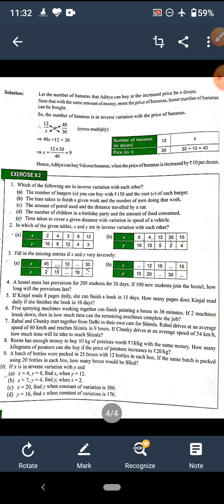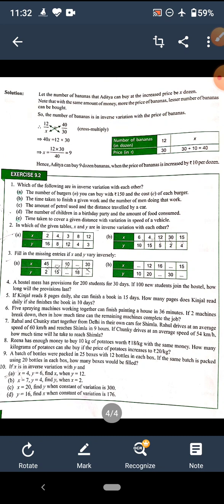C. The amount of petrol used and the distance travelled. If the distance increases, petrol consumption will also increase, and if the distance reduces, then the petrol consumption also reduces. So here there is a positive relationship. So C is not in inverse variation, they are in direct variation.